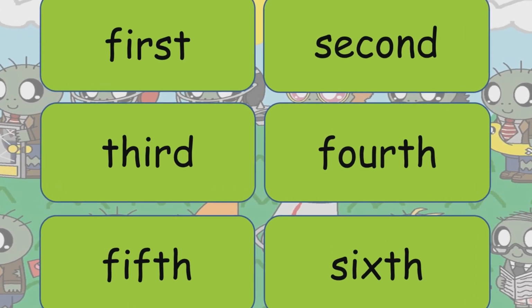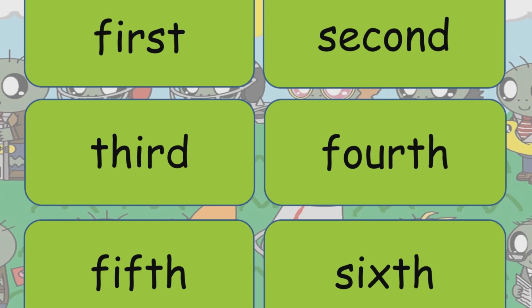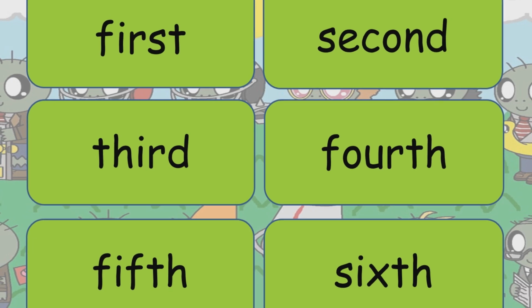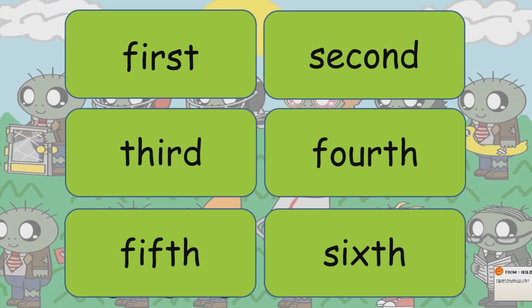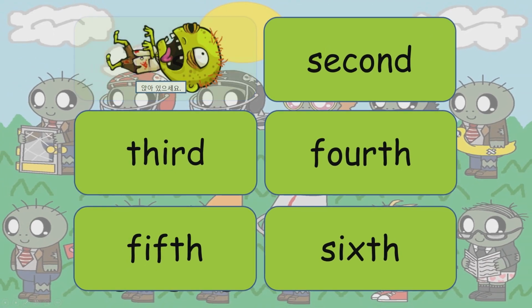So one of the students will choose one of these words and they need to read the word, okay? So we got here first. Sit down, zombies. So that student has to sit down.